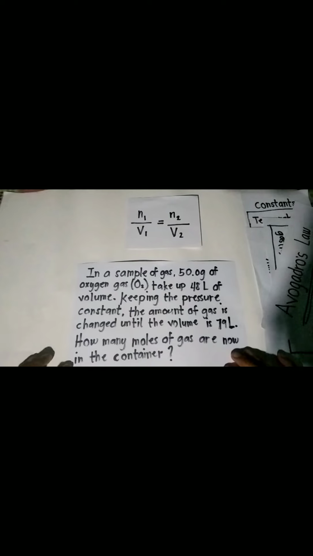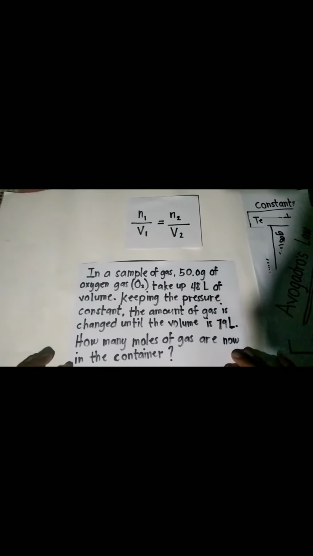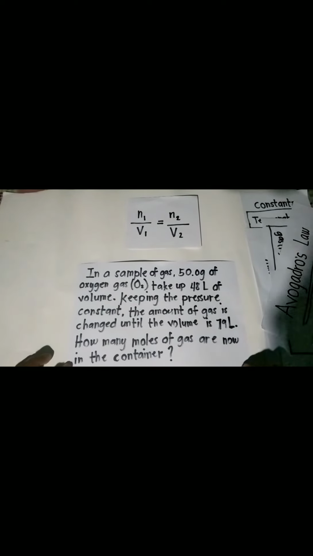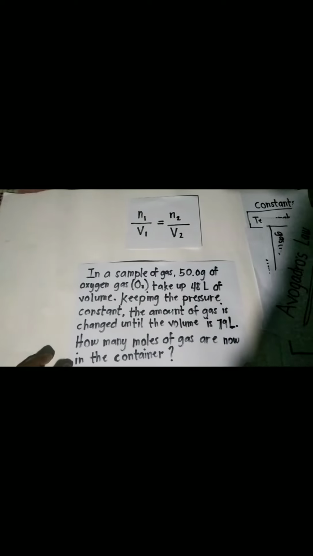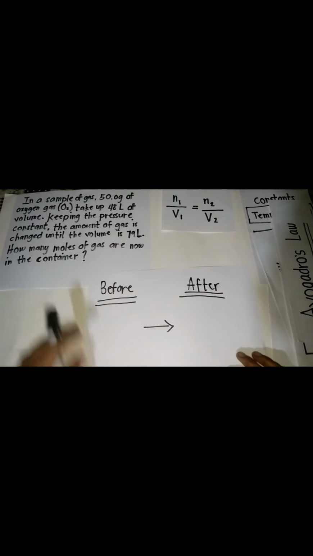In a sample of gas, 50.0 grams of oxygen gas take up 48 liters of volume. Keeping the pressure constant, the amount of gas is changed until the volume is 79 liters. How many moles of gas are now in the container? In this case, we must find the given in the problem: the amount of gas and volume before and after we have done something.